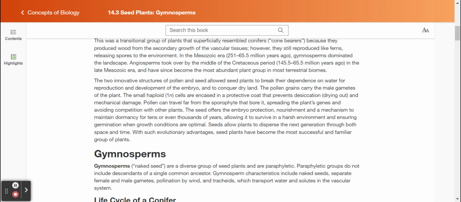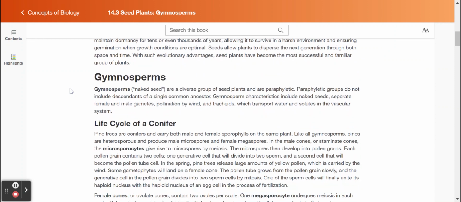The seed offers the embryo protection, nourishment, and a mechanism to maintain dormancy for tens or even thousands of years, allowing it to survive in a harsh environment and ensuring germination when growth conditions are optimal. Seeds allow plants to disperse the next generation through both space and time. With such evolutionary advantages, seed plants have become the most successful and familiar group of plants.